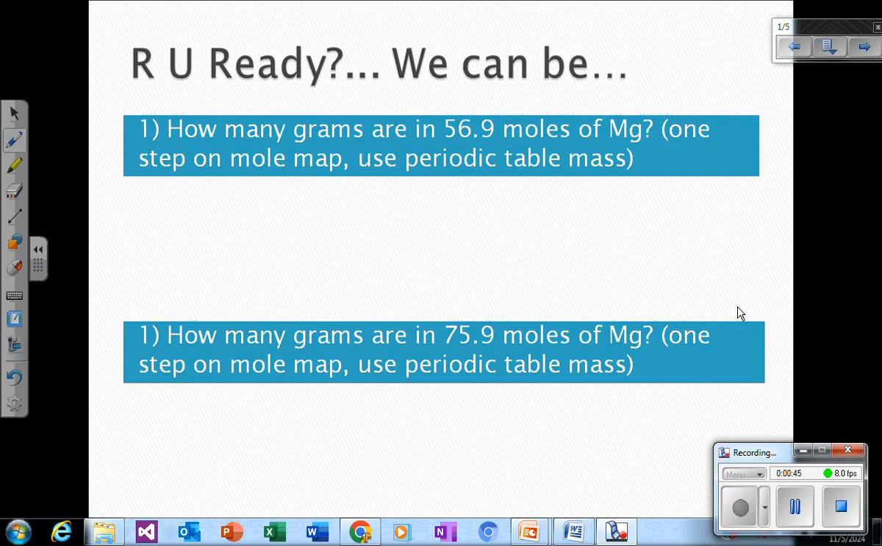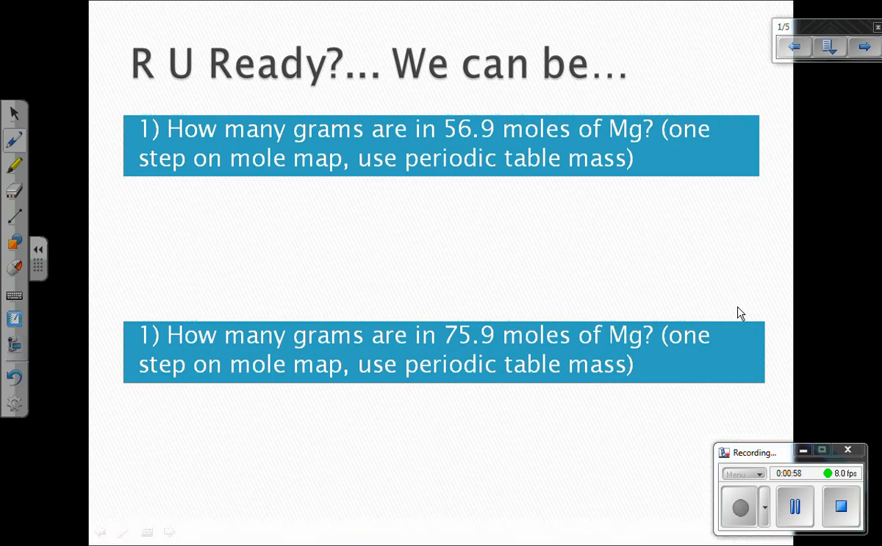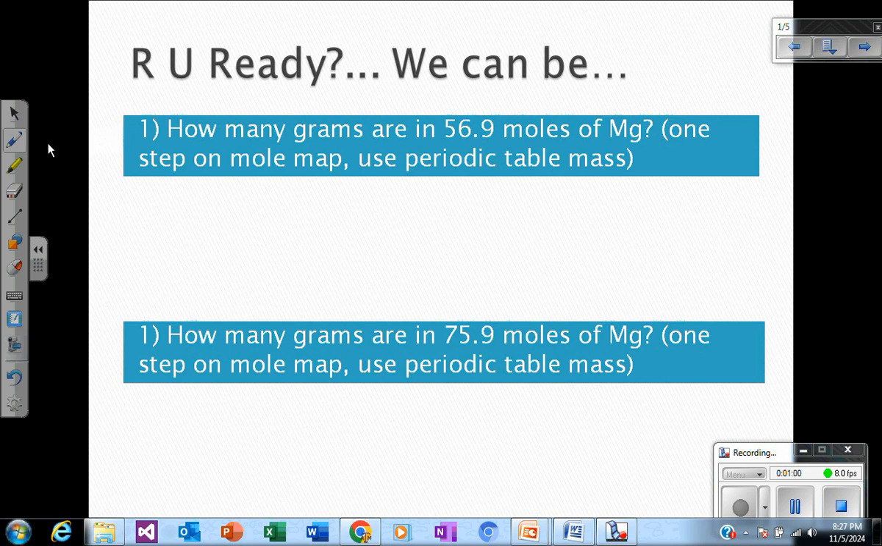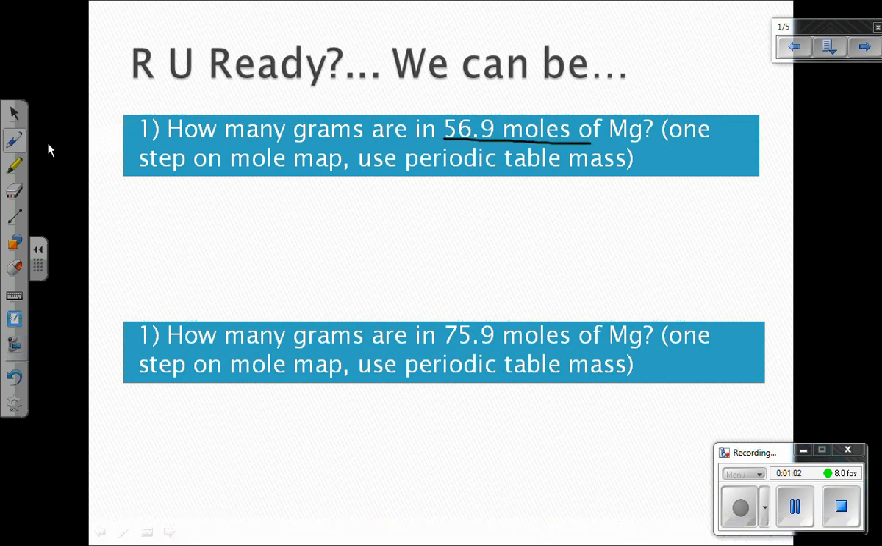So let's talk a little bit about how these problems work. How many grams are in 56.9 moles of magnesium? We were given 56.9 moles. We're looking for grams, and we are talking about magnesium. And then down here we have our 75.9 moles. And again, we're looking for grams.